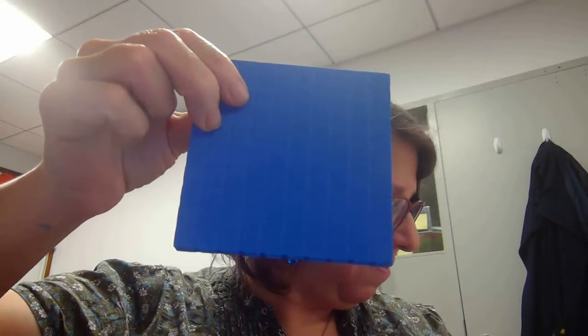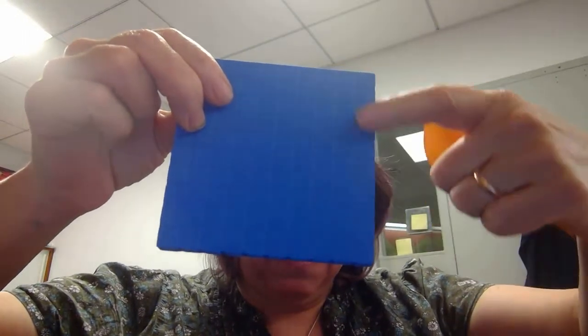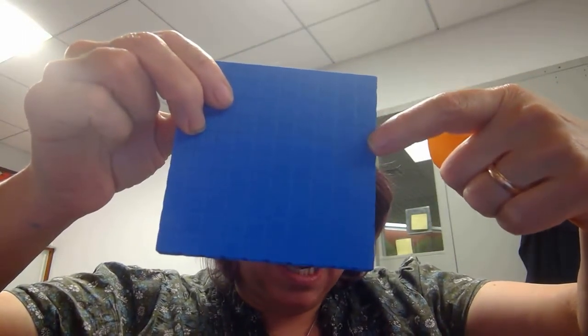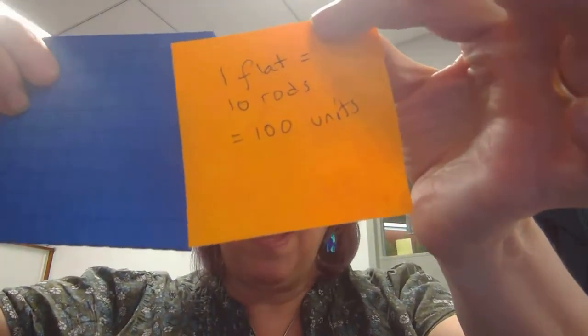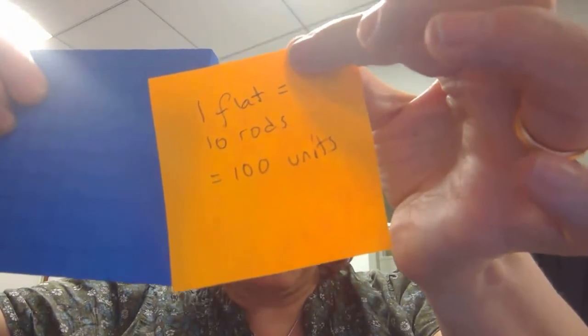All right. Now, if I take 10 of these rods and stack them together, what do you think that I will get? What kind of shape? Think about it for a minute. So 10 rods stacked together, I'm going to get one flat. So how many units do you think are in this flat? Think about it for a second. You've got 10 rows of 10 here, right? So 10, 10, 10, 10, or 10, 20, 30, 40, 50, 60, think about it. And you get one flat is 10 rods, which is 100 units.